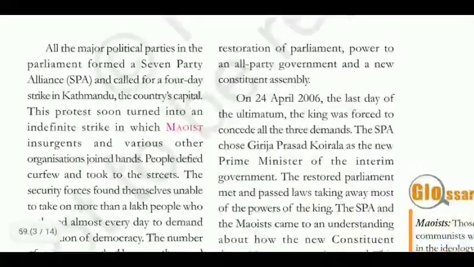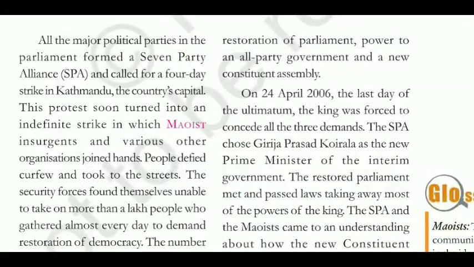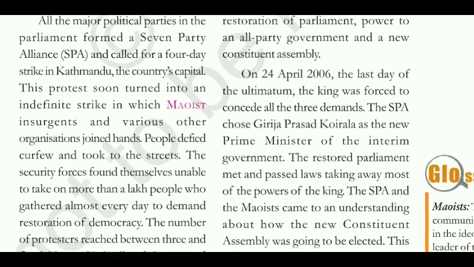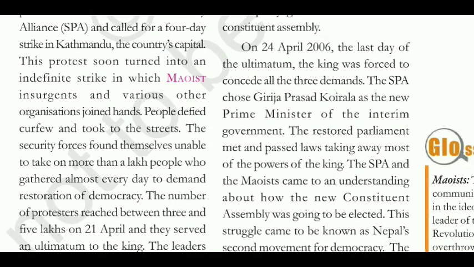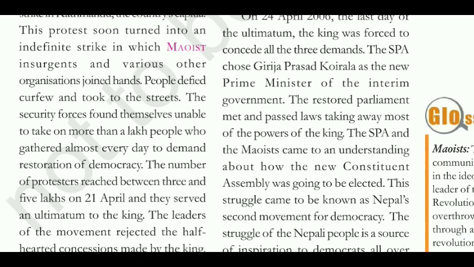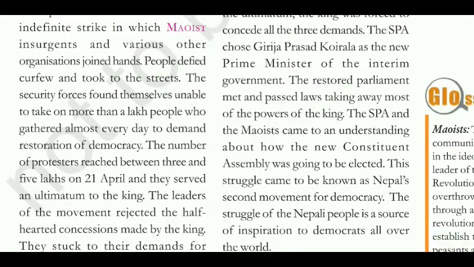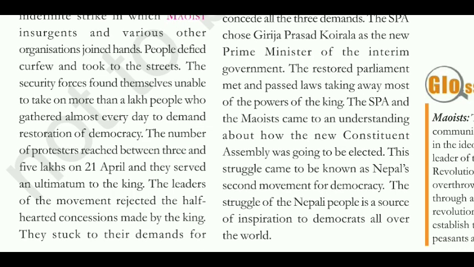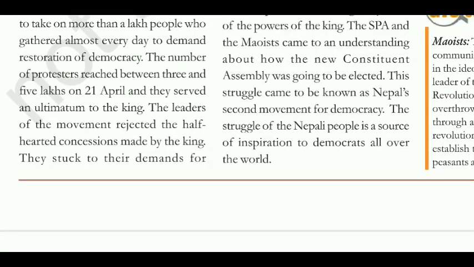All the major political parties in the parliament formed a seven-party alliance (SPA) and called for a 4-day strike in Kathmandu, the country's capital. This protest soon turned into an indefinite strike in which Maoist insurgents and various other organizations joined hands. People defied curfew and took to the streets. The security forces found themselves unable to take on more than 1 lakh people who gathered almost every day to demand restoration of democracy. The number of protesters reached between 3 and 5 lakhs on 21 April, and they served an ultimatum to the king.